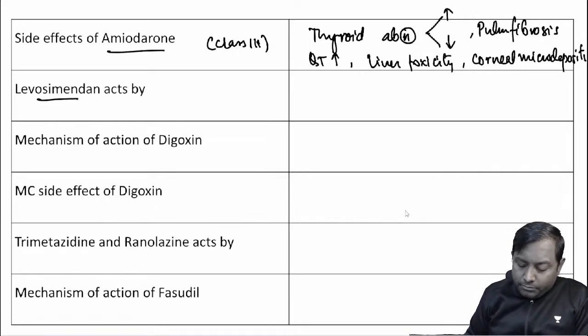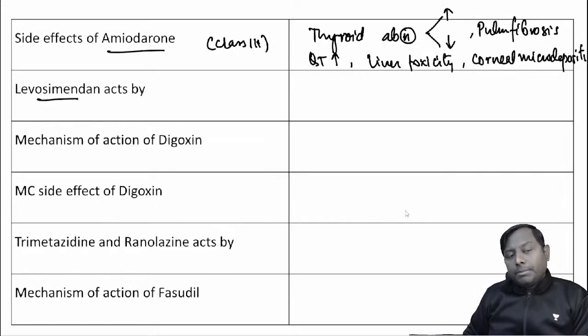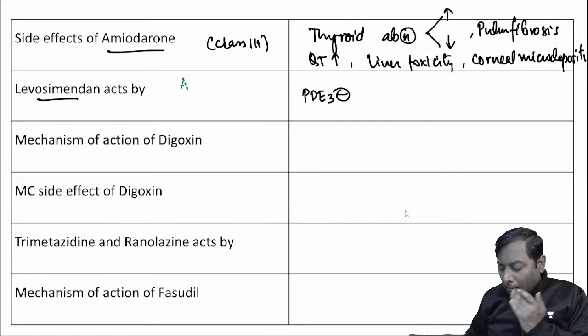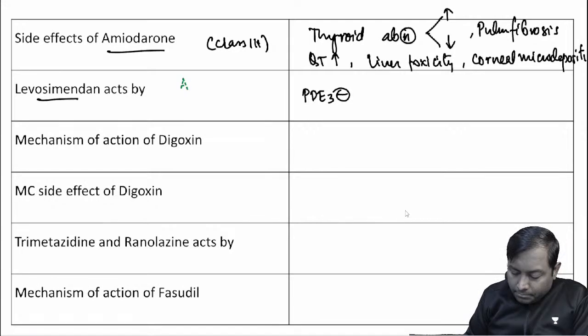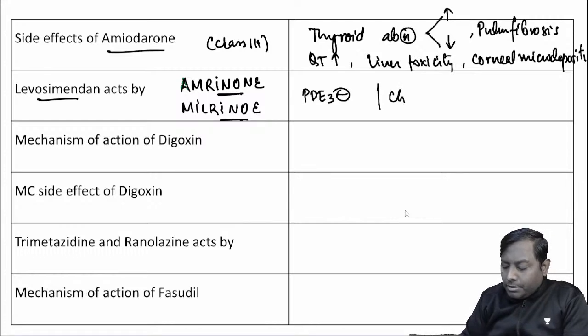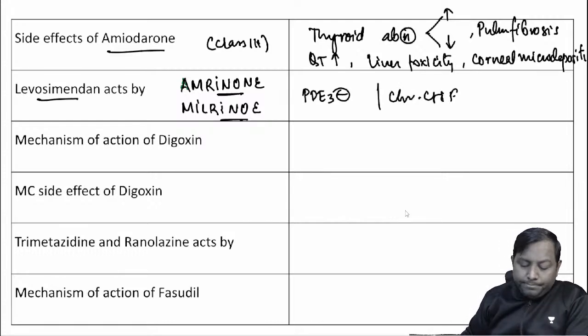Levosimendan, they are coming from the class of phosphodiesterase 3 inhibitors. Other drugs from the same class will be your inamrinone and milrinone. They are also known as inodilators. Phosphodiesterase 3 inhibitors are mainly utilized in a patient with chronic congestive heart failure.